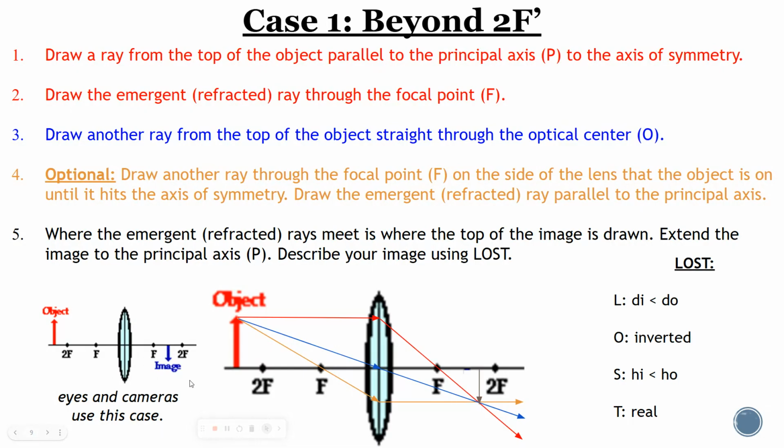Then on each slide I have a little description of the application for that particular scenario. So you can see here that objects that are more than 2F away are used by applications such as eyes and cameras. When your eye is looking at something more than 2F away, it's going to make something in between F and 2F, and same thing with certain cameras as well. For each of these cases, you'll see an application, and what's important is that you know how to explain why this case fits this application.